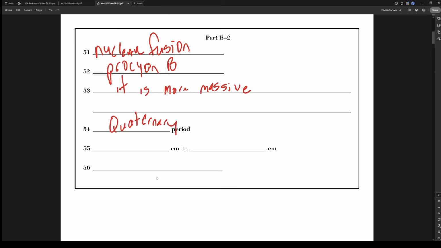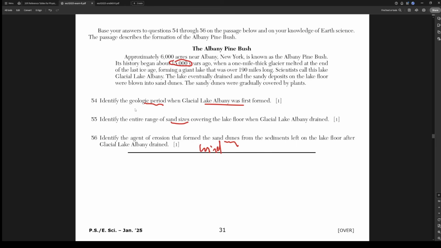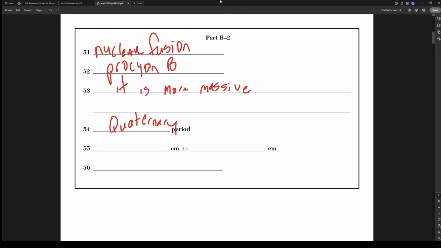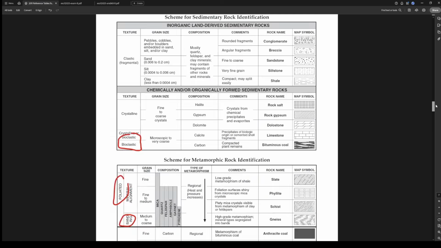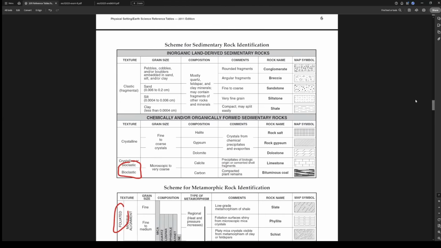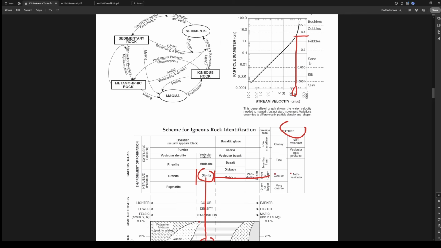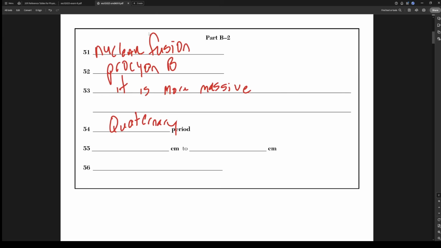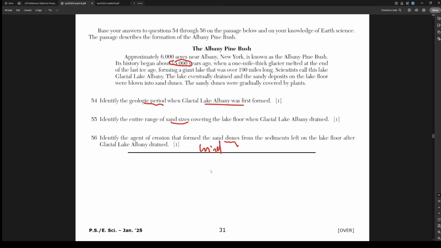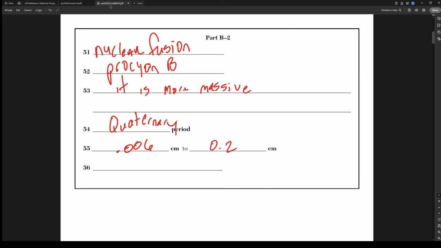Quaternary. And now we want all the sizes of sand. Okay, so 2 spots we can get this. I'll show you the easy spot and the hard spot. So easy spot would be here. So there's our range right there, 0.006 to 0.2. Or you can get it from here, and you can go 0.006 to 0.2. So it doesn't matter which spot you put that in. Still the same range. Oh, and then we got to write wind for 56.